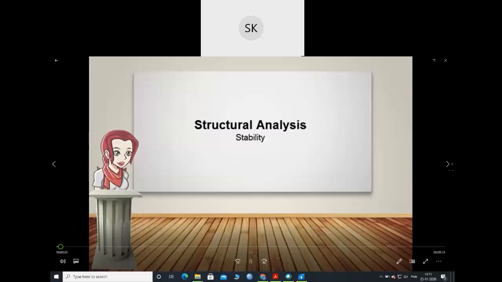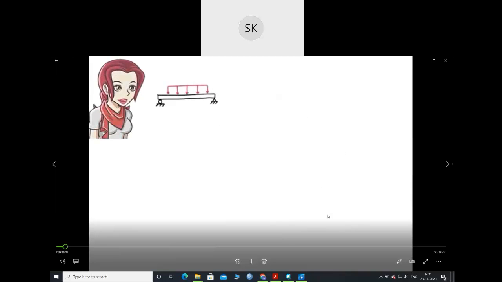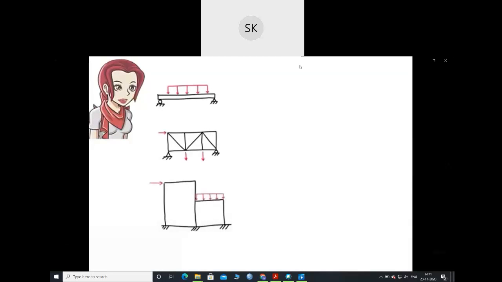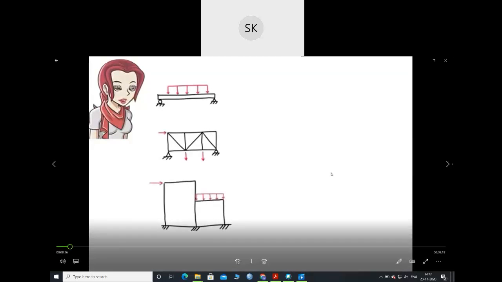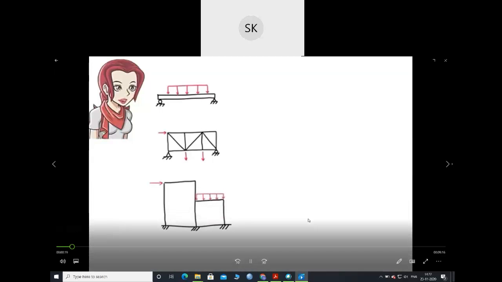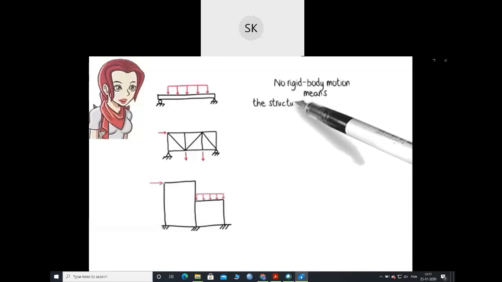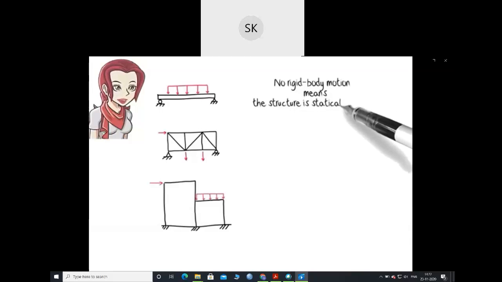In this session, I'm going to talk about stability of structures. A structural system, be it a beam, a truss, or a frame, can be viewed as a rigid body that is properly restrained by one or more supports. So for the stability of beam, truss or frame, let's see. Such a system is said to be externally stable if it does not undergo any rigid body motion, regardless of the position of the applied loads.